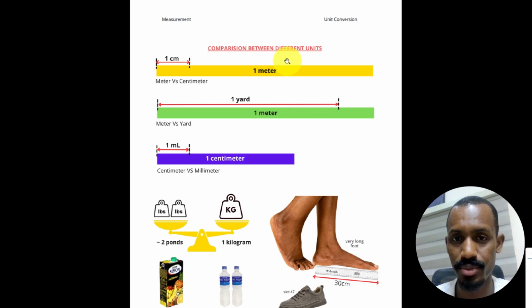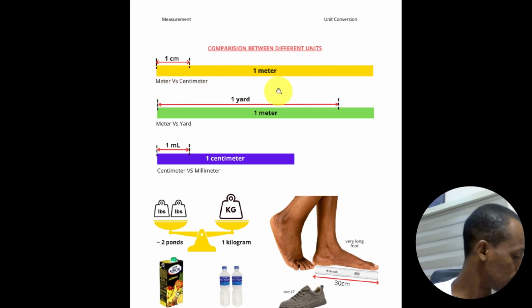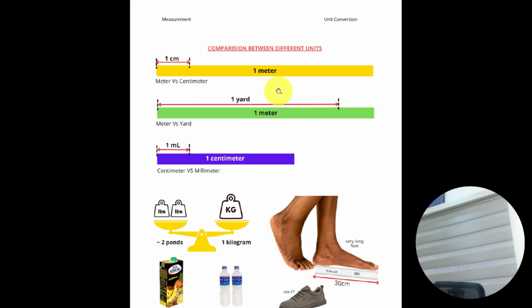So here I made some comparisons between different units. Let's say this is a meter, just like this meter ruler here. Inside this meter ruler, 1 centimeter is around here. Let's say from here to here can be 1 centimeter. Then 100 centimeters means what? 1 meter. This is a meter ruler.